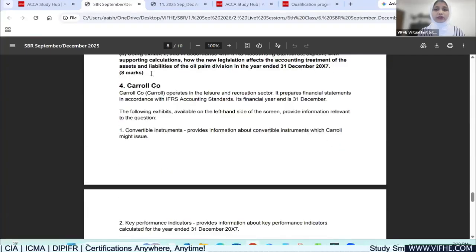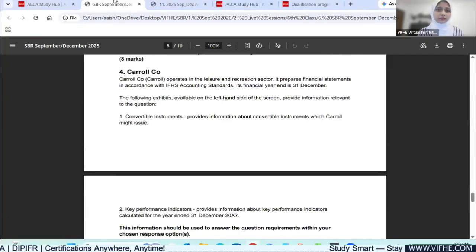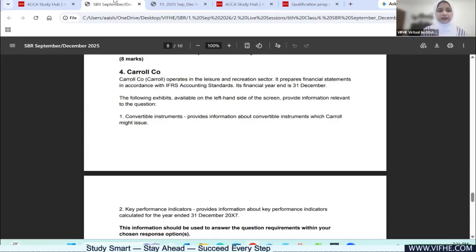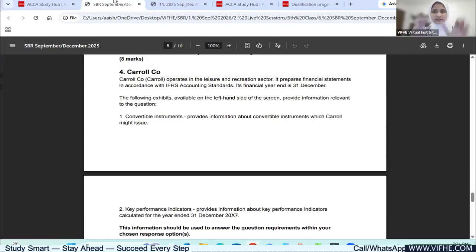I have already uploaded all the past paper questions in your portal, Wifi portal. If you go, you will see a past paper section and all question papers have been uploaded with the answer, the solution of ACCA. Even for many of the papers, I have already provided my solutions as well. So you can go and check the past papers. This PDF is available for everyone.